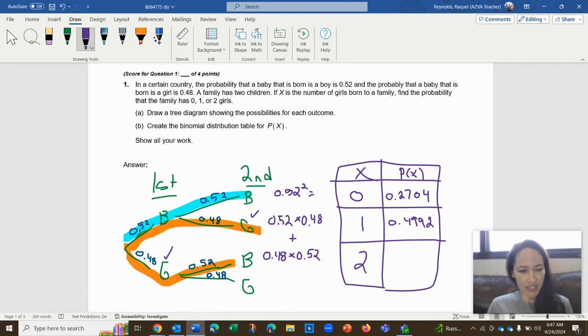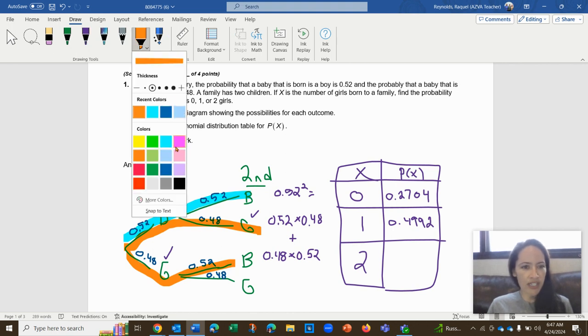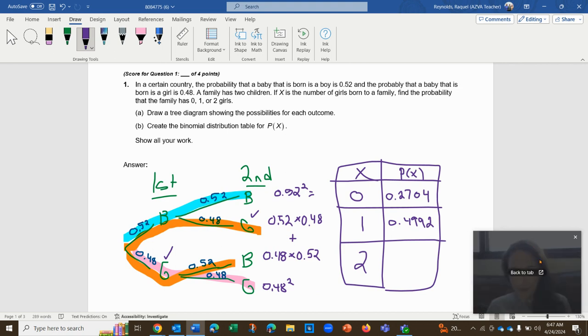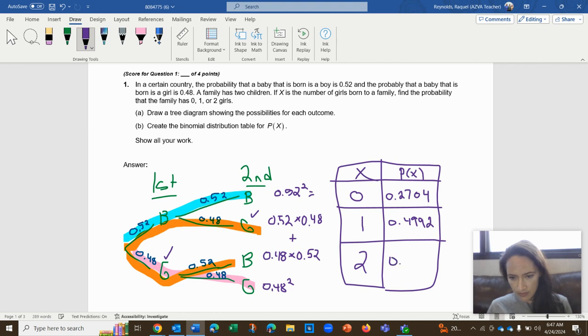The probability that we get 2 girls, let's change to pink, is we get our girl first and we get our girl second. So it's going to be the 0.48 times the 0.48, or 0.48 squared. That's a 3.